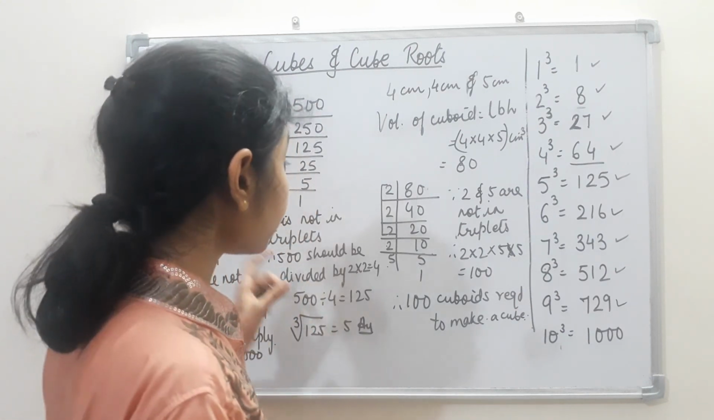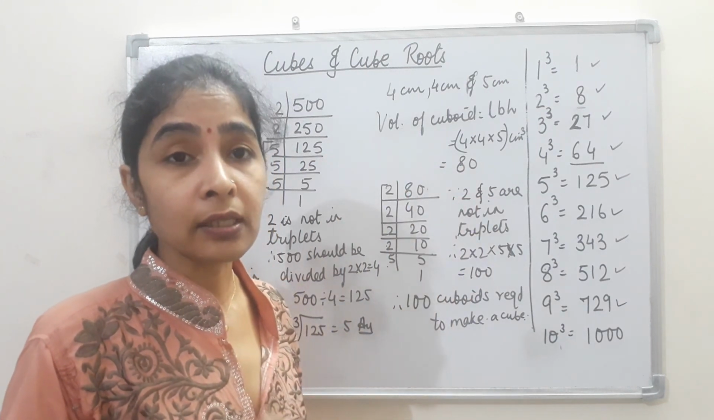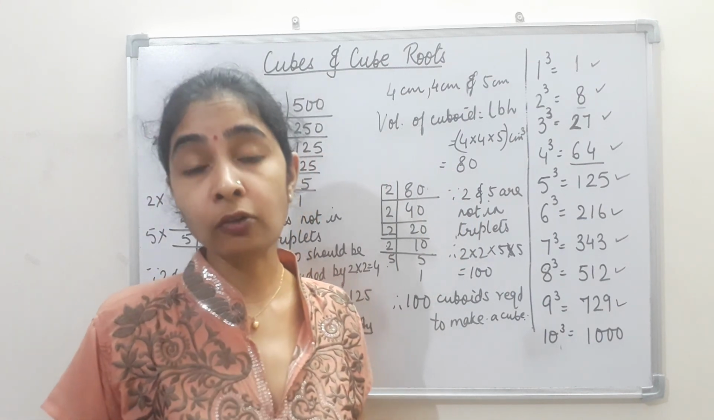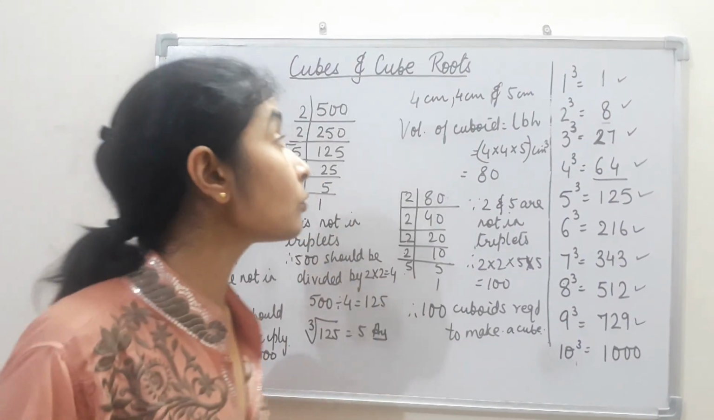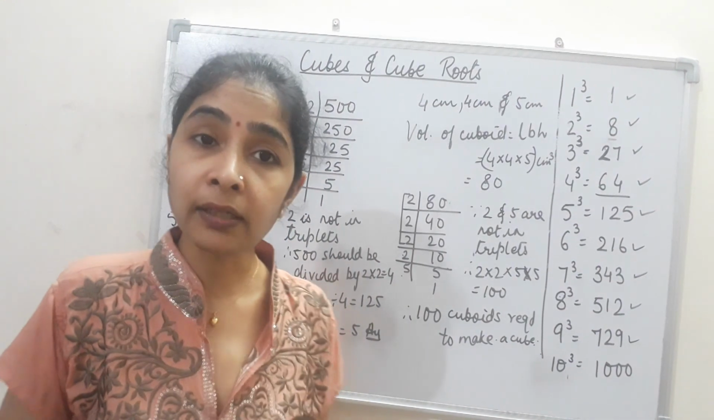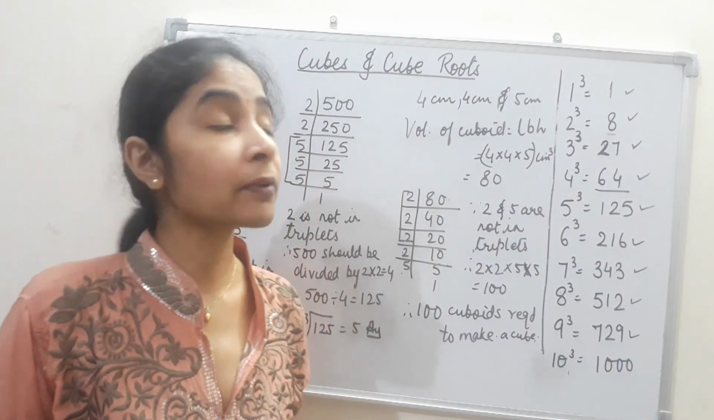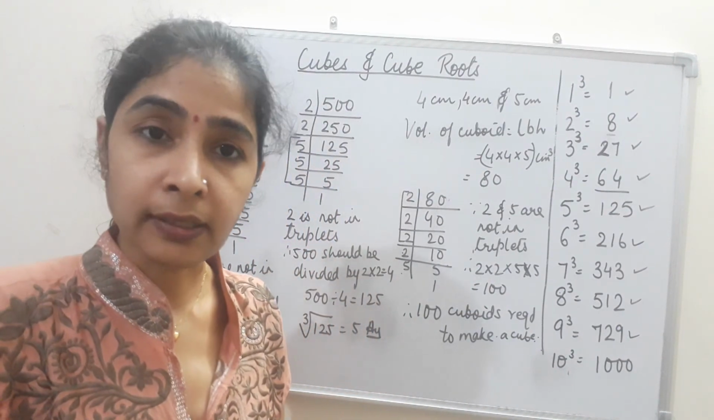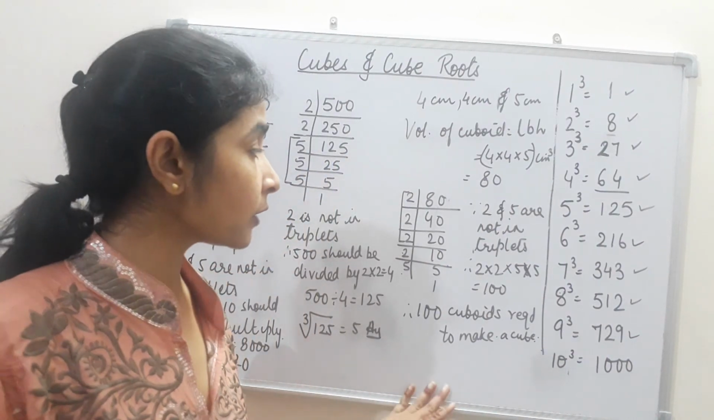So here the types of questions are discussed: how to find out the cube root without actually calculating it, how we can just estimate the cube root, how to calculate the cube root with the prime factorization method, how to find the number which should be multiplied to make it a perfect cube, how to find a number that should be divided to make it a perfect cube, and other application based questions are also discussed here. So with that, the chapter cube root is covered in this video.